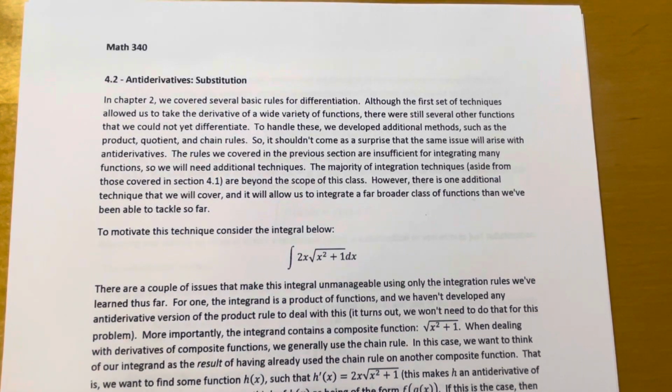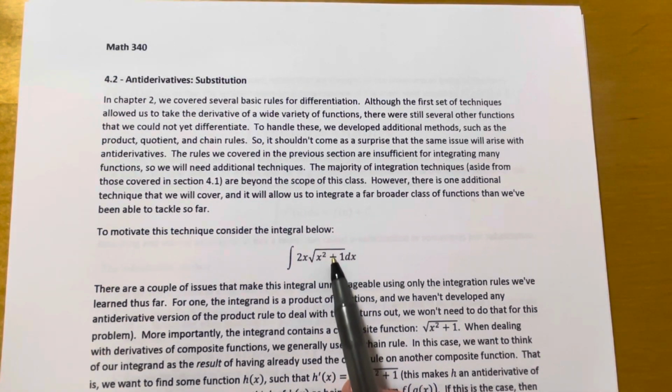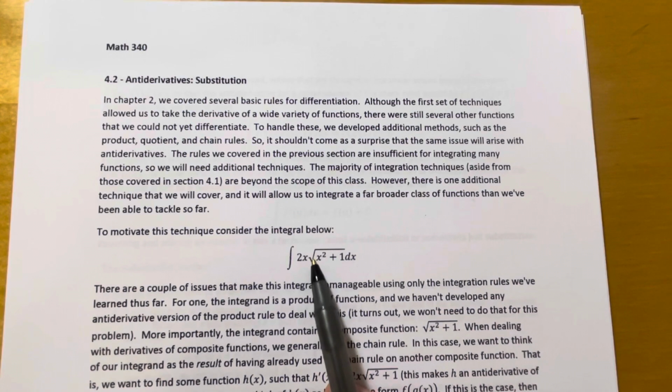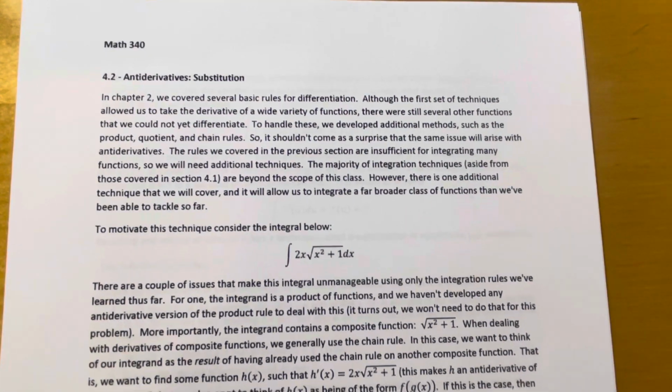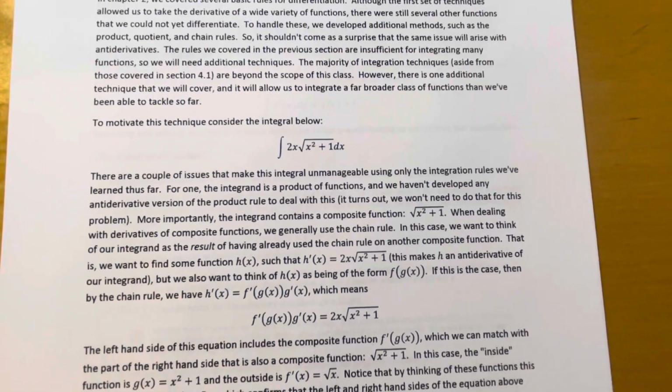However, we actually don't need that, because if you look a little bit closer, you might also notice that we have a composite function in here. Ignore the 2x for a second. We have the square root of x squared plus 1. That's a composite function. And we know that for composite functions, when we're taking derivatives, we need the chain rule. So I'm going to see if there's some kind of reverse of the chain rule for dealing with antiderivatives of this form.